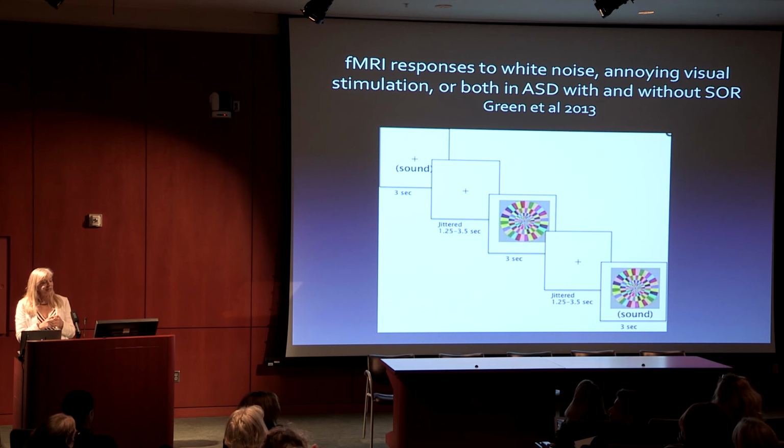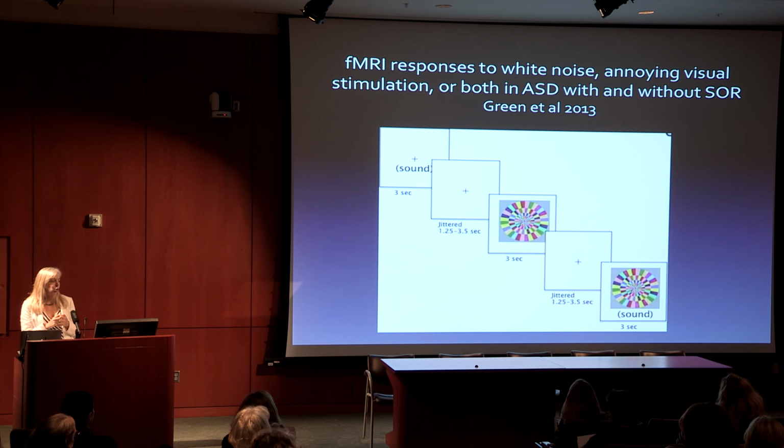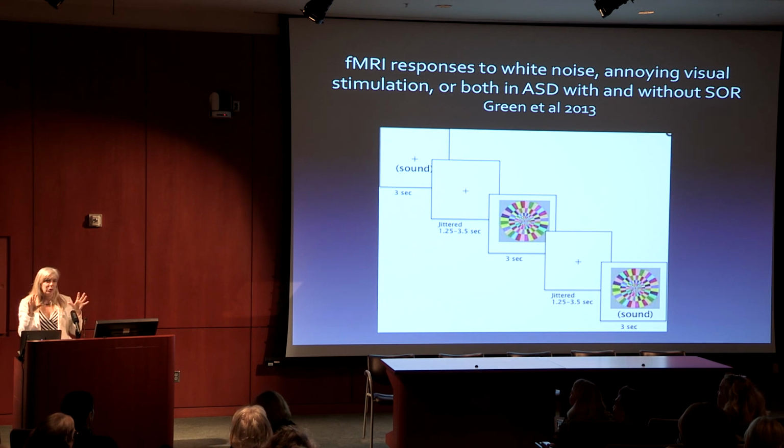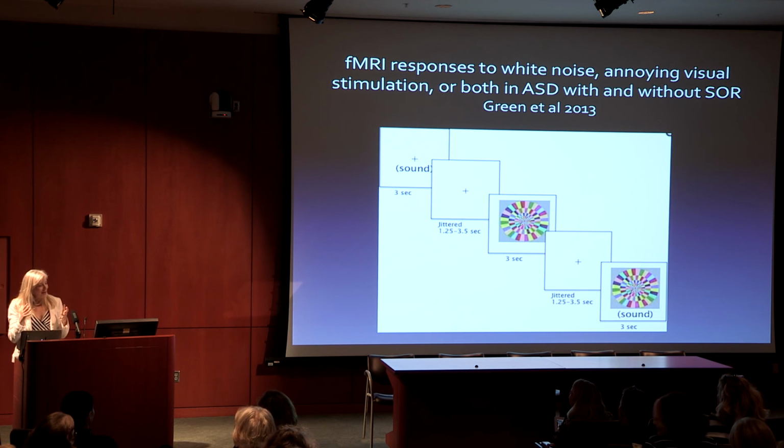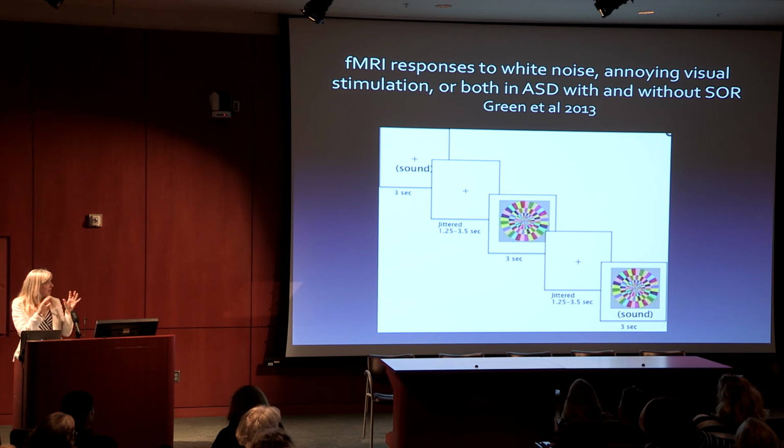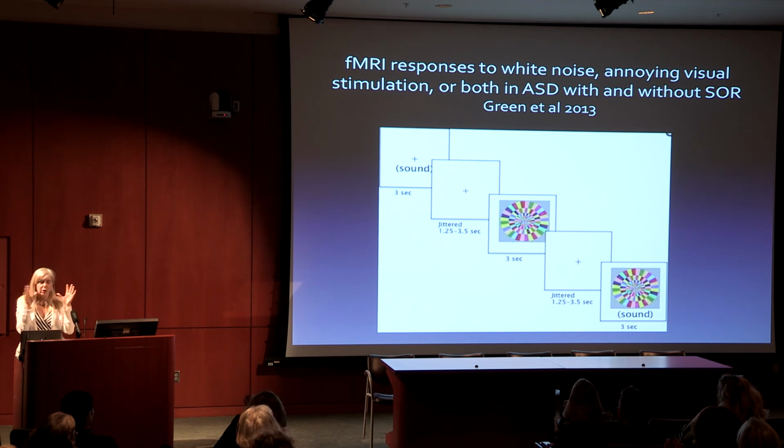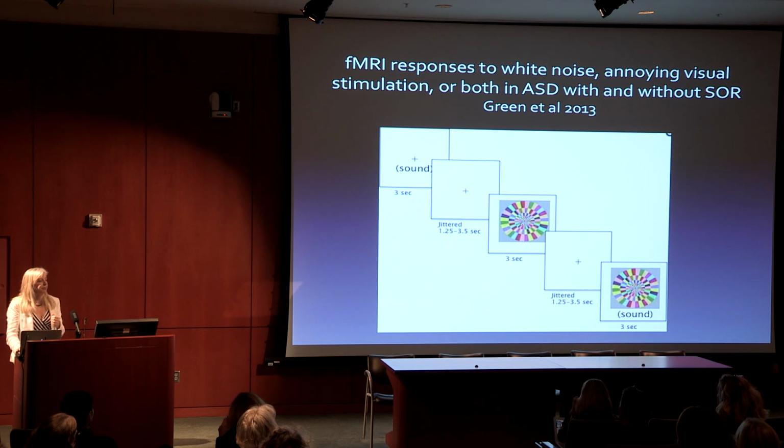So one of our recent graduate students, Shula Green, did a pair of studies, and I'm going to show you both of them, on presenting children with annoying visual stimulation and annoying noises. And so here, they would either hear this horrible white noise sound, like telephones ringing, or see this colorful flashing checkerboard that moved very quickly and it's kind of jolting, or both of them at the same time while they're being scanned.